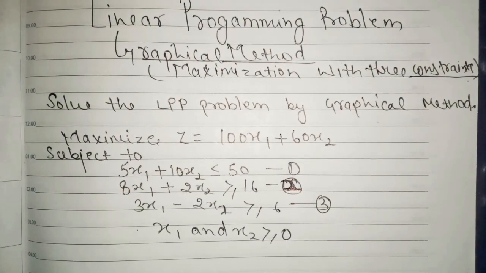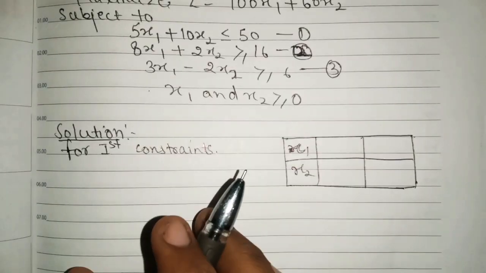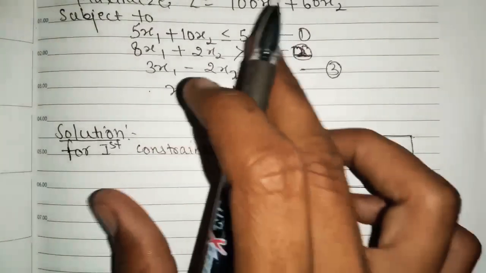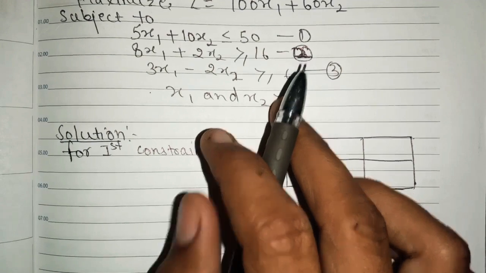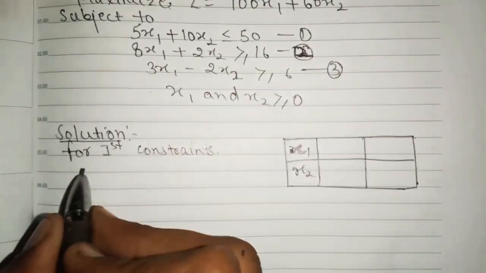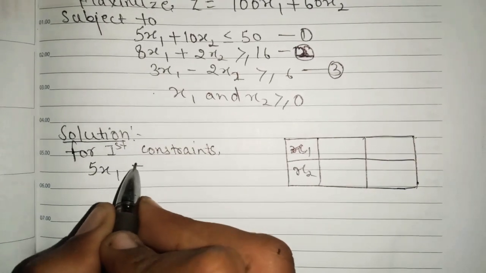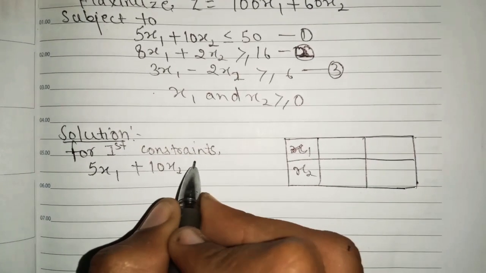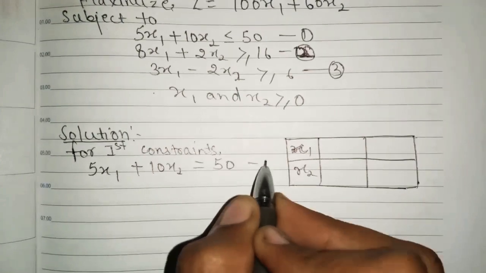Now let's see the solution of this problem. Firstly, we convert these constraints into equations. For the first constraint, we convert this constraint into the equation 5x1 plus 10x2 is equal to 50. So this is our first equation.